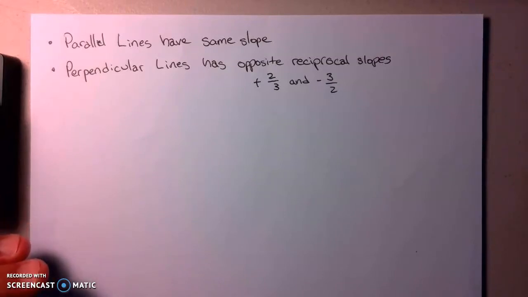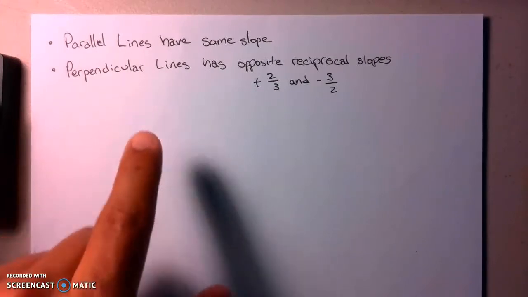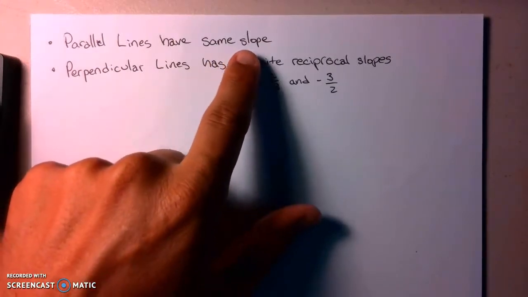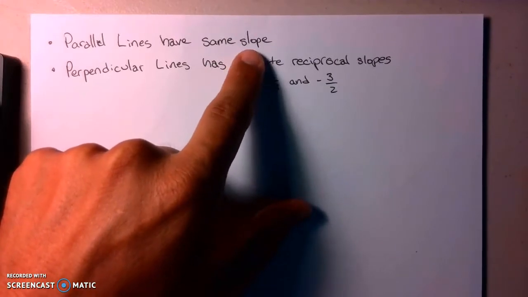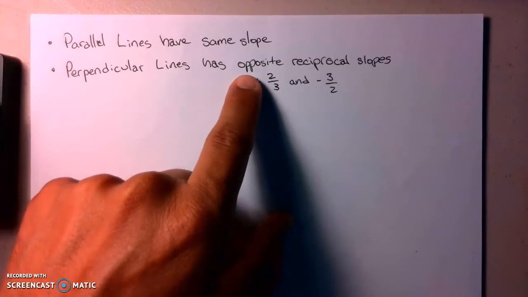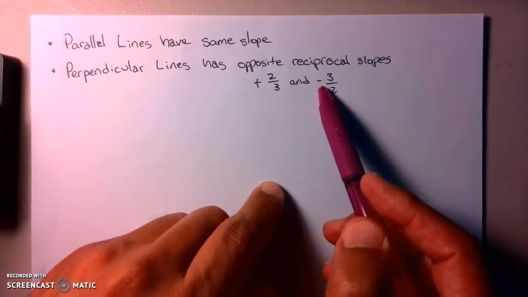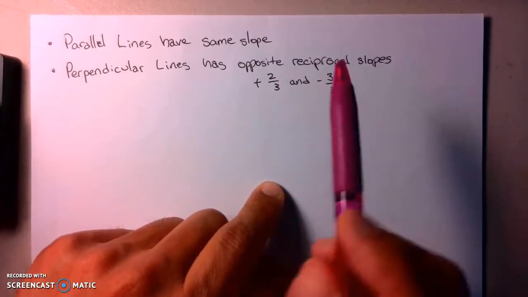Okay, I'm going to go over some problems on page 177, lines that are parallel and lines that are perpendicular. If the lines are parallel, you just figure out the slopes and they would have the same slope numbers. If lines are perpendicular, the slopes would have to be opposite reciprocals. Opposite means positive versus negative, like 2/3 and -3/2.